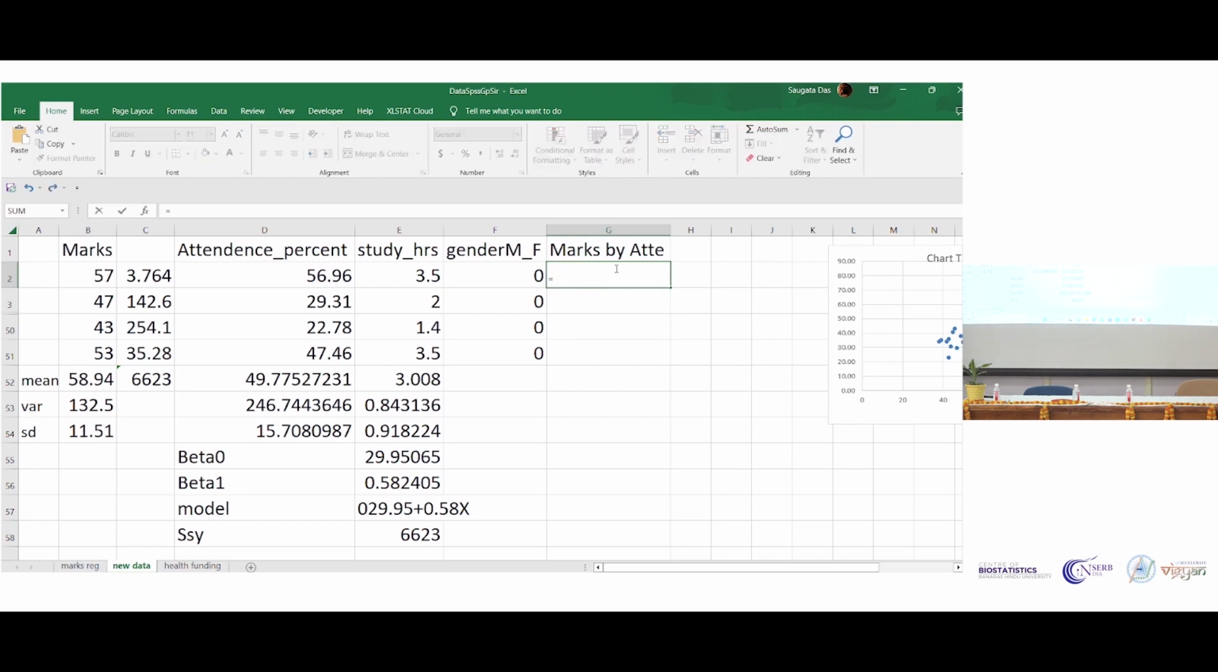Equal to, every time I have to replicate these two. So we will put dollar sign with these cells. Beta naught plus beta 1 multiplied by attendance. I will put dollar.